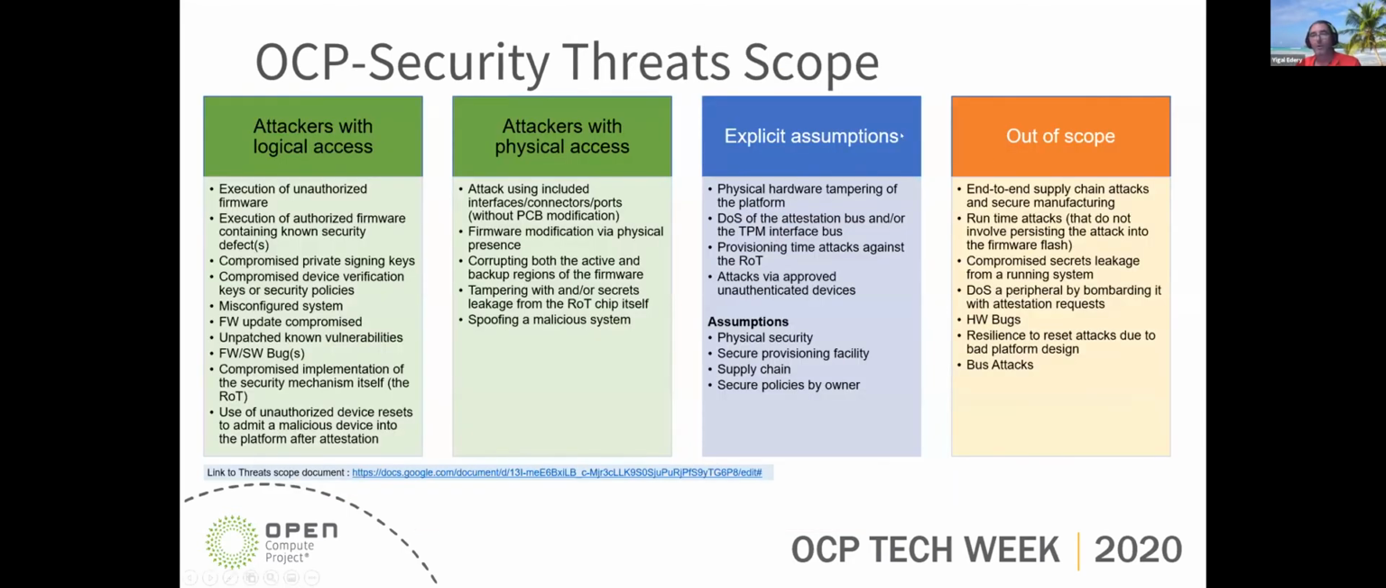Now, when we talk about threats in the OCP, we've divided threats into those that involve attackers with logical access, physical access, some assumptions, and some out of scopes. The general theme here is that we are protecting against firmware persistency threats. There is a list of the different threats in one of the OCP deliverables, which is the threat scope document.